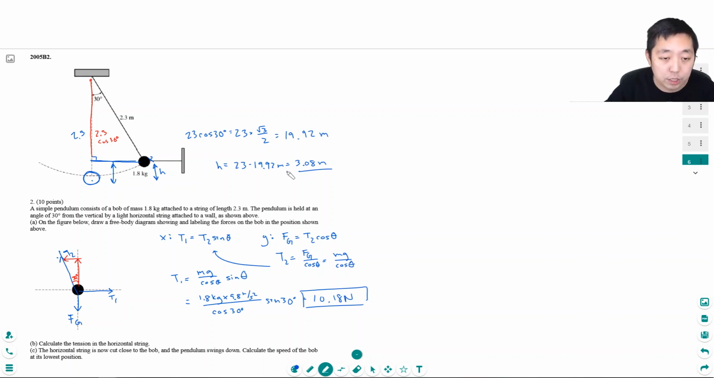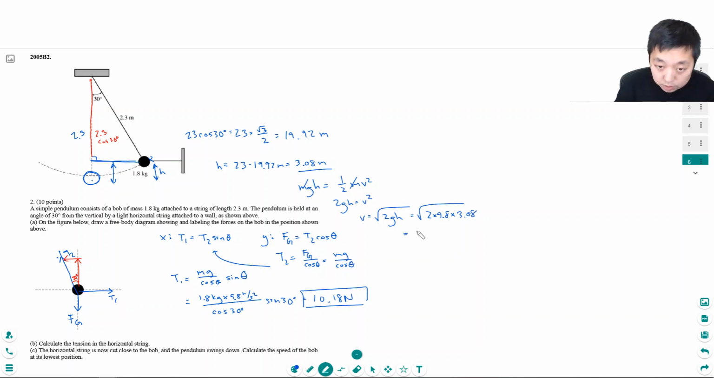And now I can use my energy conservation. The potential energy has to get all converted into kinetic energy at the bottom. Masses cancel. Multiply by 2, so 2gh equals v squared. And so v is equal to the square root of 2gh. Square root of 2 times 9.8 times 0.31. I got 2.47 meters per second. Okay, so that was part C.